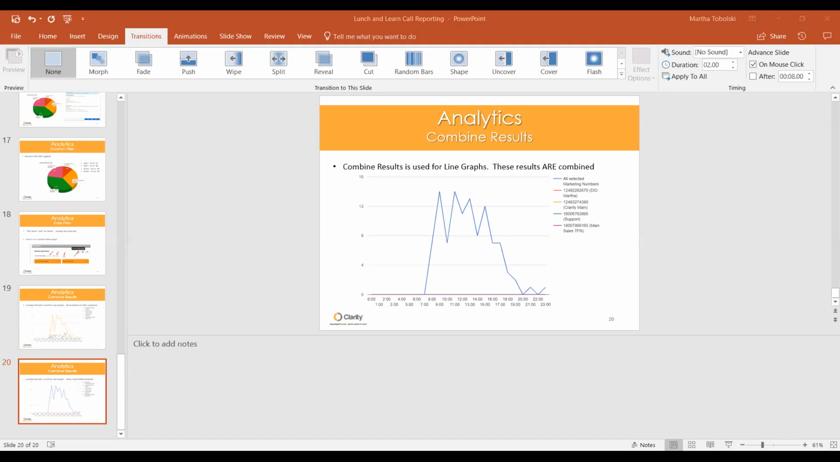Yeah, so it'll show you the green are the ones that were responded to within 24 hours and the red are not.